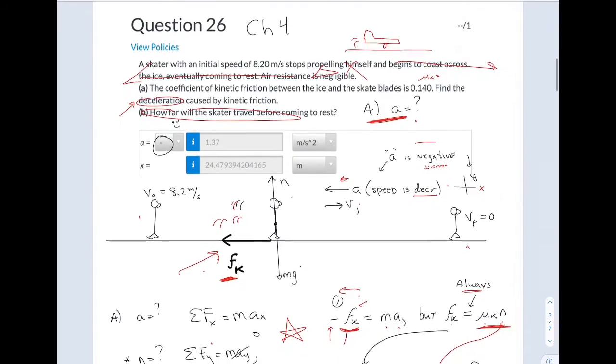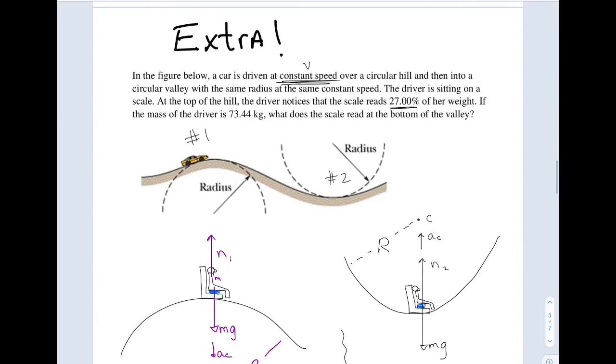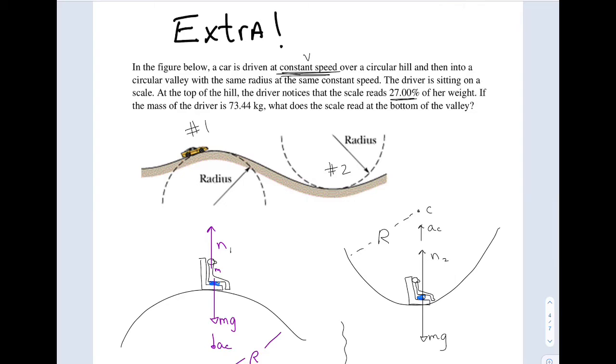Okay, so we just did the skater problem. Right after that are 2 problems I want to look at that are related to the chapters we're doing for our second test. Here I have a car driven at constant speed. Okay, so cruise control is set.